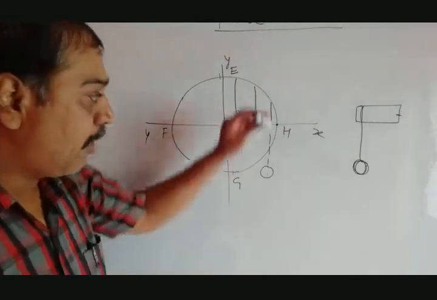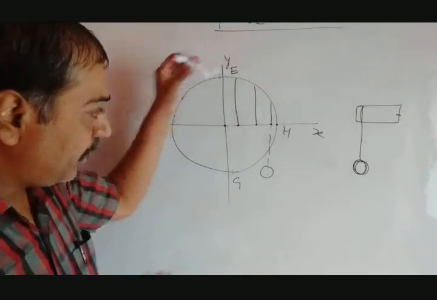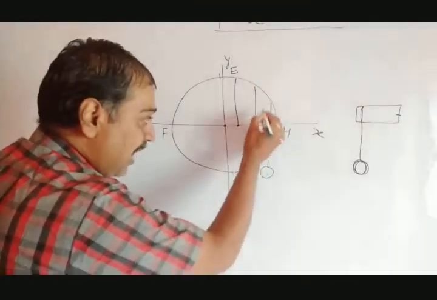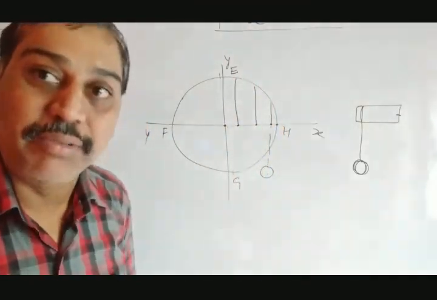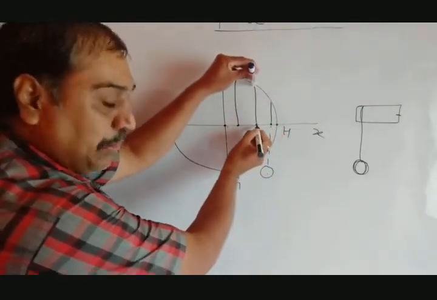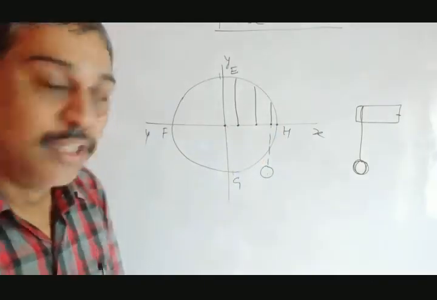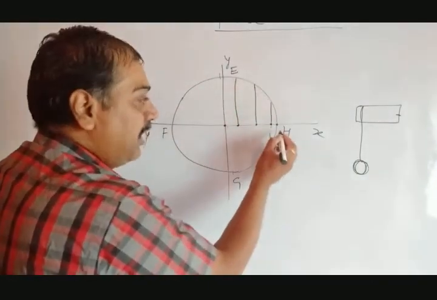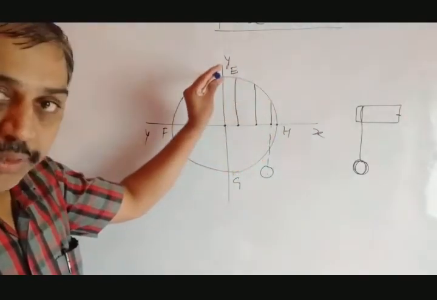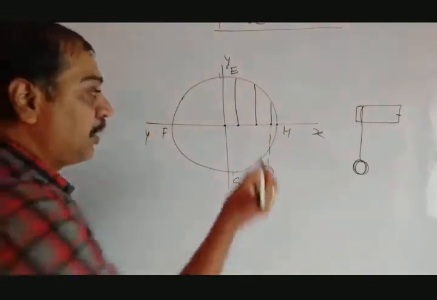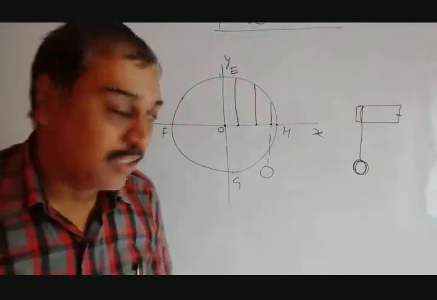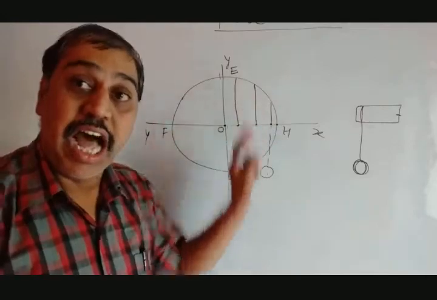As the particle moves from H to E, the string is assumed to be the projection of that rod. At this position the projection comes here, at this position the projection comes here, and so on. As the rod moves from H to E in the anti-clockwise direction, the projection moves from H to O. Did you get it? It will complete 1/4 of the arc of the circle.